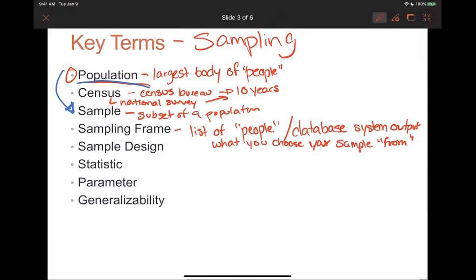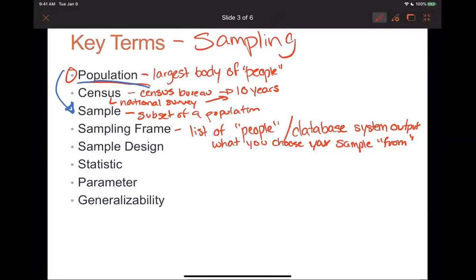It could be a map that shows every single house. So, we have 500 homes in our town, and we might be trying to sample people in our community. Our sampling frame might be, quote unquote, the map of all the different homes from which we're going to choose households to go ask people their opinion.